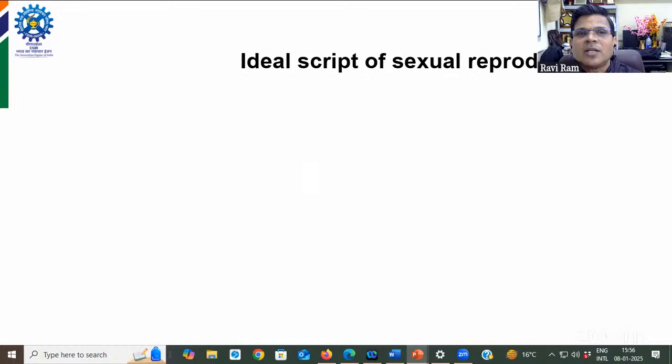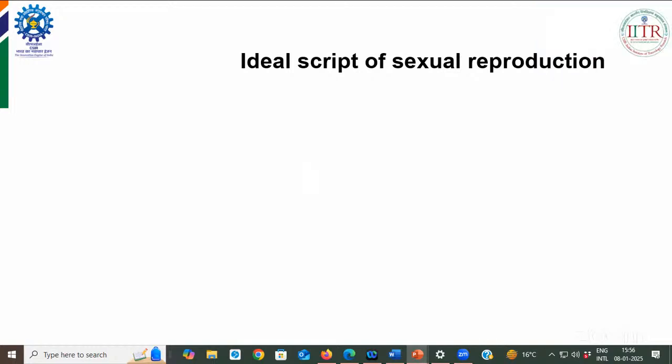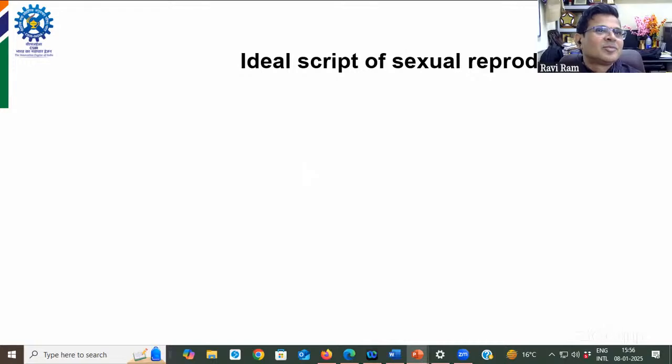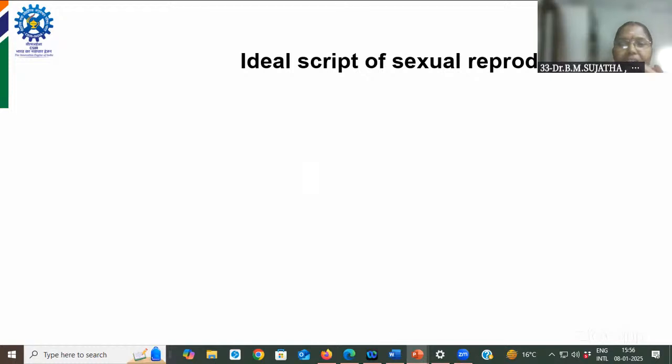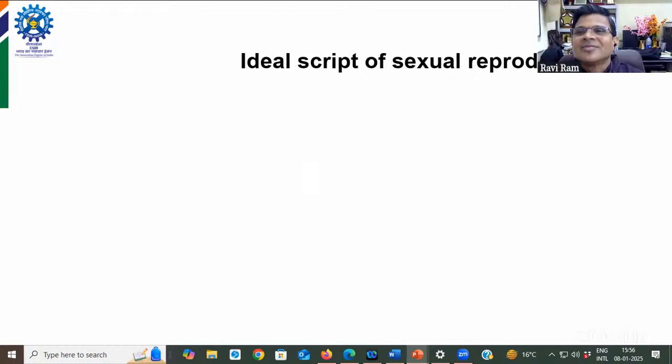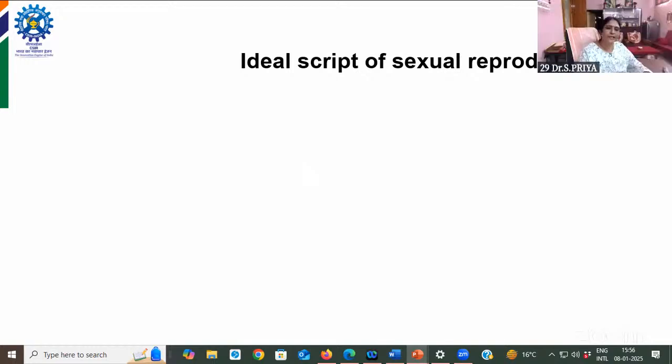What is the requirement for sexual reproduction? Gametes are required, okay? And fusion of gametes. Wonderful. But who does the production of gametes? Organisms, female organisms, yes.